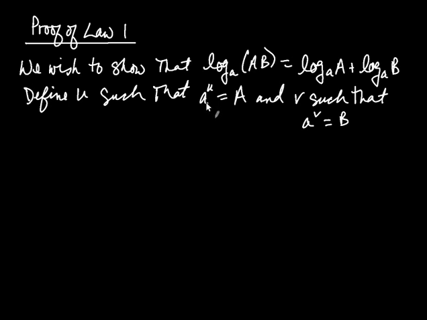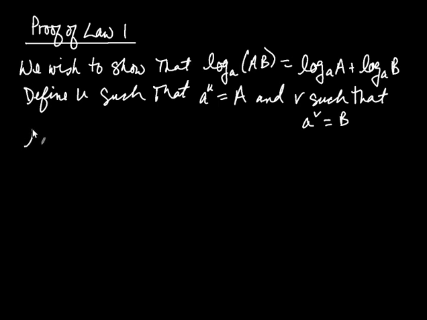So remember, an exponential function has the range of all positive real numbers, and it's also 1 to 1, meaning that you give me a positive real number and I can find a u such that a raised to that u is equal to A. So u and v are defined such that if you take a and raise it to u, you get A, and v is defined such that if you take a and raise it to v, you get B. Okay, so with those definitions, what we're going to do is rewrite this left-hand side.